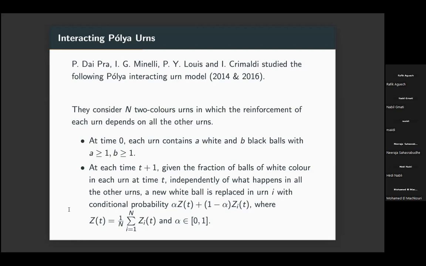So for each urn, we do this. Okay. For each urn. Yes. Simultaneously for each urn, a new white ball is added with this probability. Okay, thank you. Okay, so I'm just going to show you what they showed, because I want to get to the graph-based interaction as well.